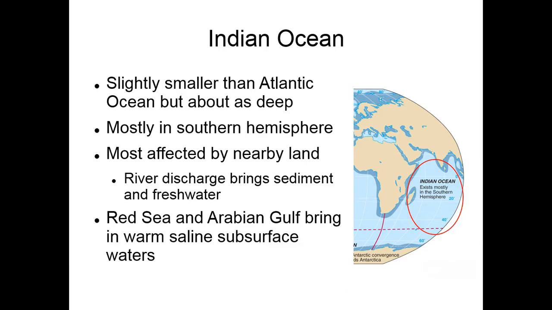Then we have the Indian Ocean. The Indian Ocean is almost as big as the Atlantic Ocean, just a slight bit smaller, but it's not as deep as the Atlantic Ocean. And it's mostly found in the southern hemisphere. That means it is south of the equator. It is surrounded by land and most affected by the nearby land as compared to the other oceans. And it has a lot of river discharge, which brings fresh water and also brings sediments into the Indian Ocean to accumulate on the bottom of the Indian Ocean.